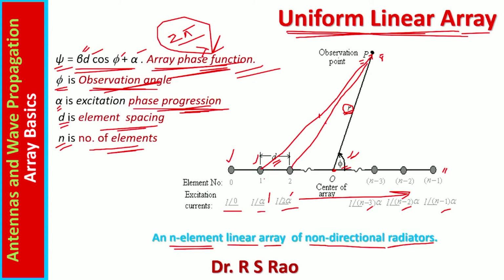We can notice here, from second element, from third element, wave travels and reaches point P. But notice, the distance is not same. Waves travel different distances. This is one aspect. The second aspect is, in the beginning itself, waves from second element and third element have certain phase difference, which is equal to alpha. So now the point is, when these two waves reach observation point or field point P, they have certain phase difference between them. That phase difference is array phase function. It is given by beta d cos phi plus alpha.